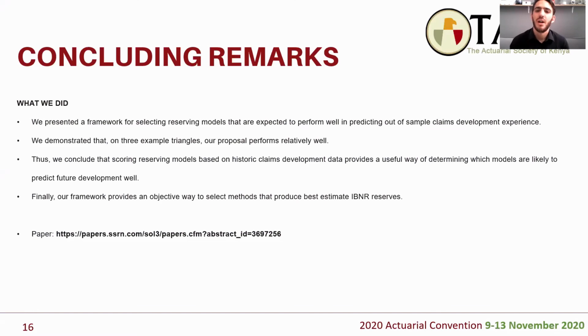But we see that on these triangles, our proposal performs relatively well, often better than your traditional approaches and ranking quite highly out of the total model space. So we conclude then that scoring reserving models based on historic claims development data provides a useful way of determining which models are likely to predict future development well. And finally, our framework provides an objective way to select methods that produce best estimate IBNR reserves.